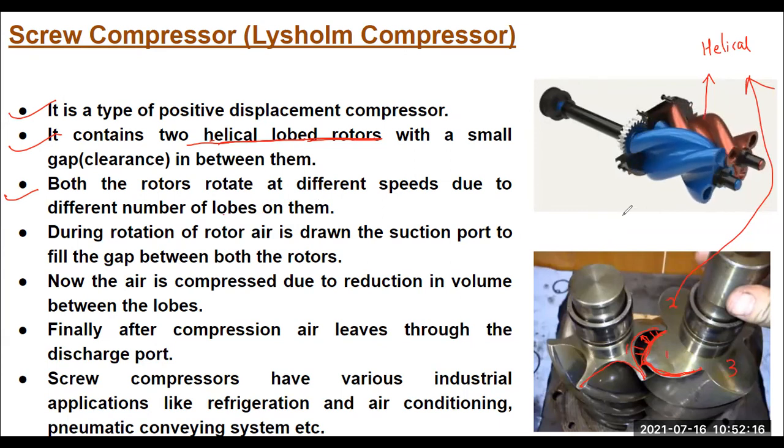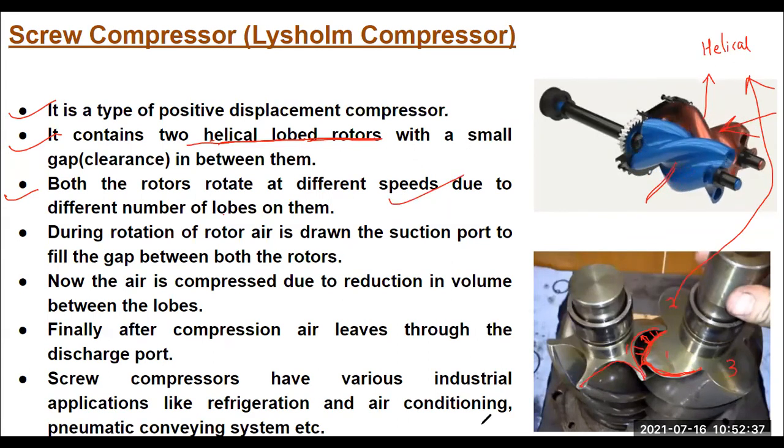Okay, so it is not mandatory that this rotor and this rotor, both rotors, will move at the same speed, because the number of lobes in this rotor may be more or less as compared to the number of lobes on the second rotor. If the number of lobes is different, then based upon it, the speed of those rotors will also be different.